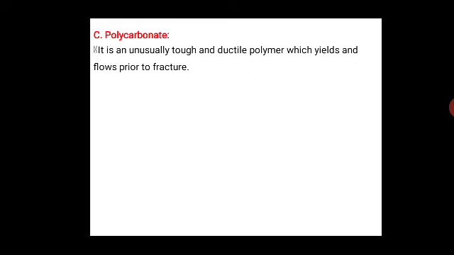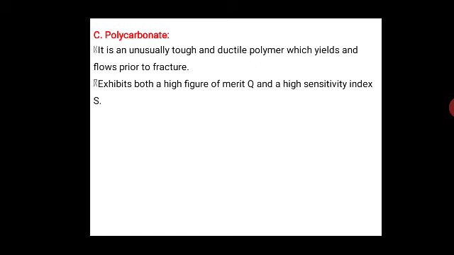Polycarbonate exhibits both a high fatigue figure of merit and a high sensitivity index. It is relatively free of time edge effects and exhibits very little creep at room temperature. This is the advantage of polycarbonate. Along with being tough and ductile, it is also a lightweight material.